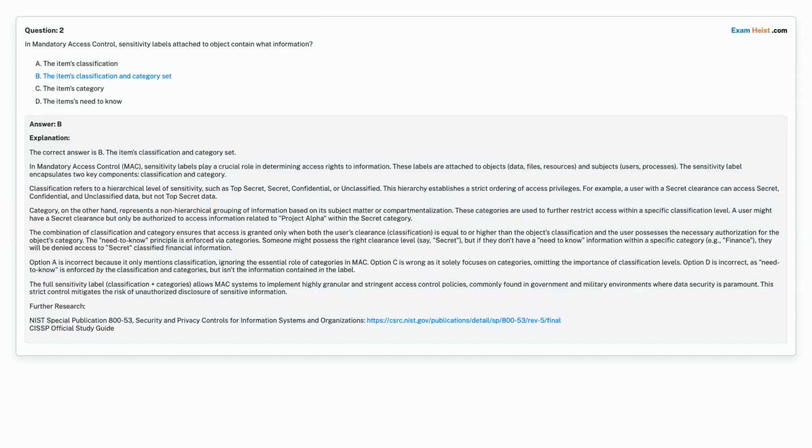Correct answer is Option B. The item's classification and category set.